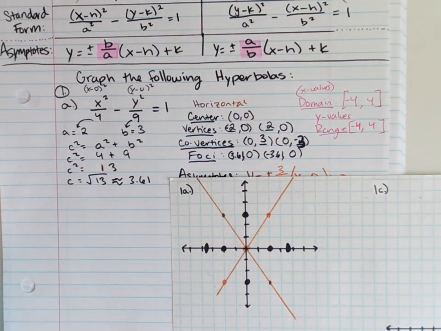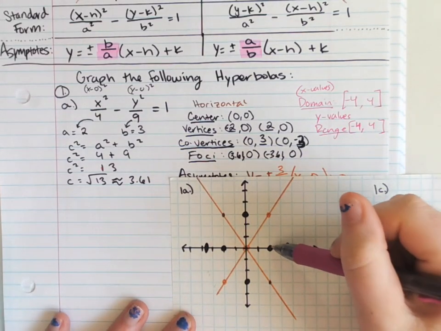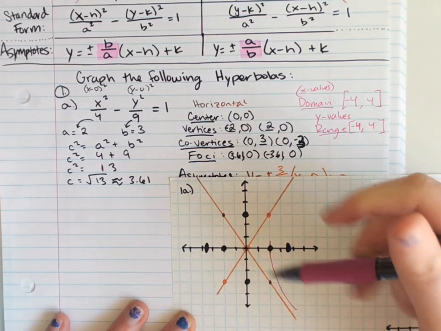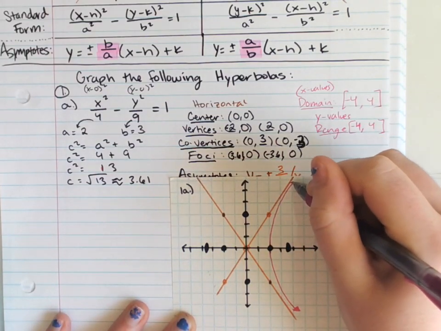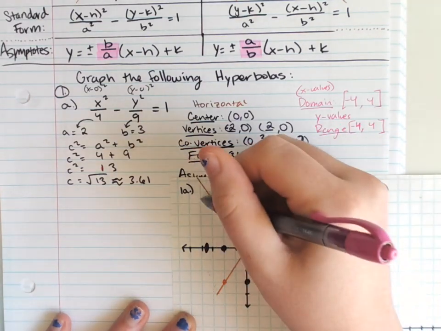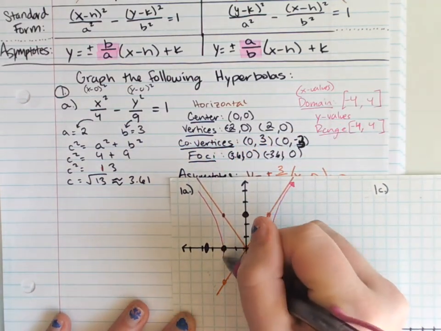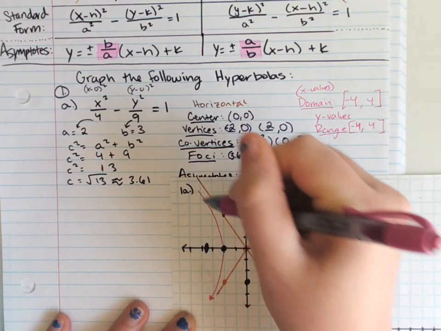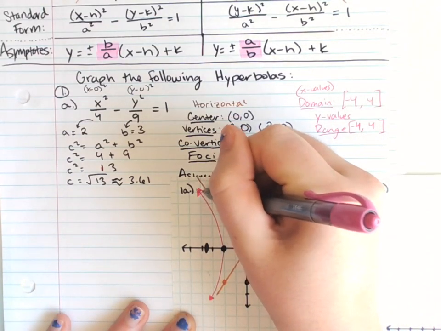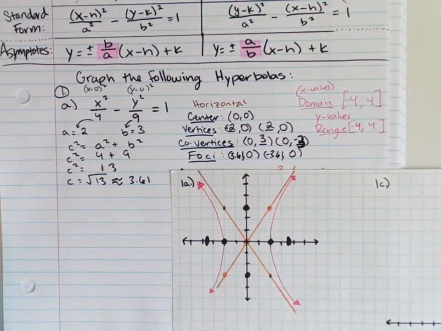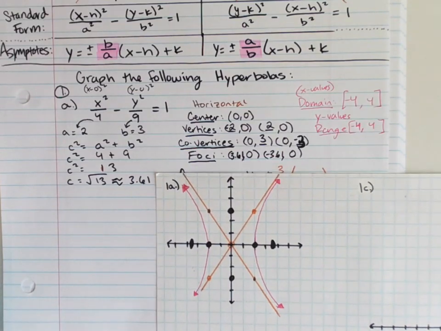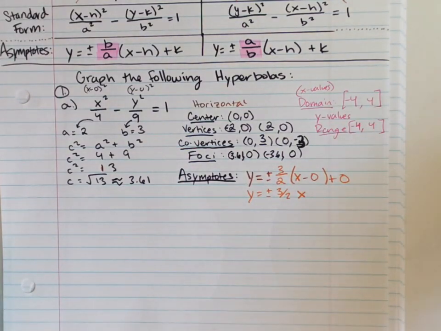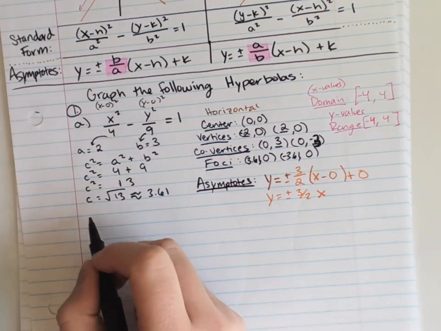And then I'm going to sketch in the hyperbola, which we want to start at our vertex. We want to get really close to those asymptotes. There's one side, and there's the other. Cool. So there is my graph. Kind of like a butterfly. Okie doke. So there's 1A. Your turn is 1B.